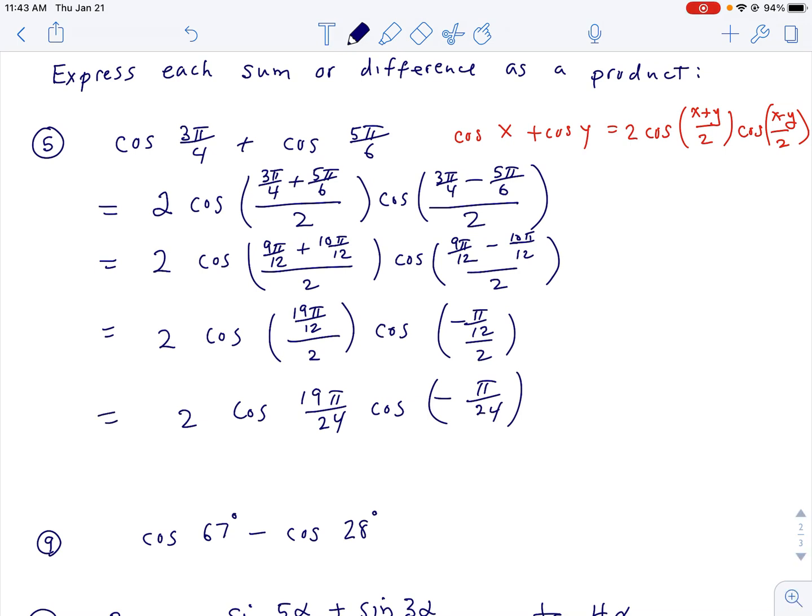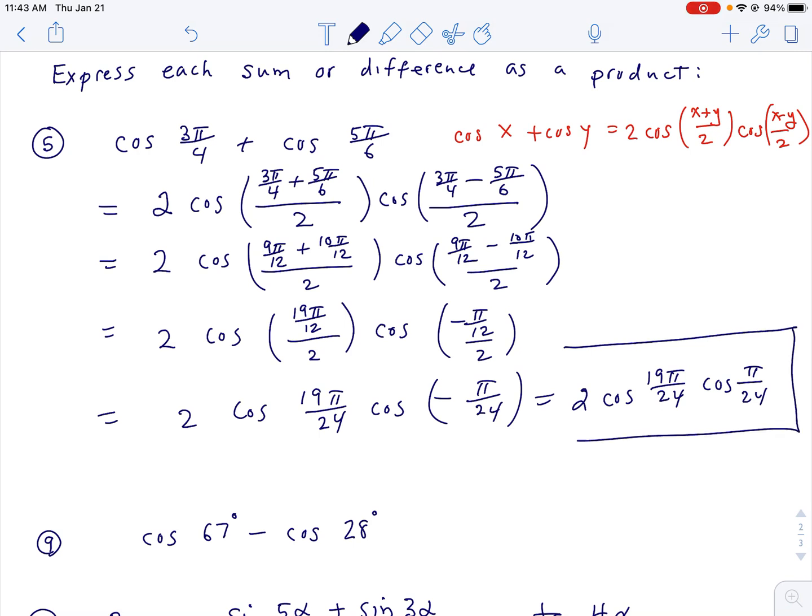And again, we see the cosine of a negative, you could drop it out by the odd-even identities. So the final answer here is 2 times the cosine of 19 pi over 24 times the cosine of pi over 24. I know I went fast, but that's because I figured you could pause. I'm going to stop here.